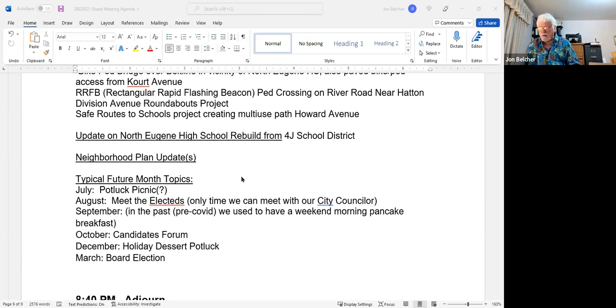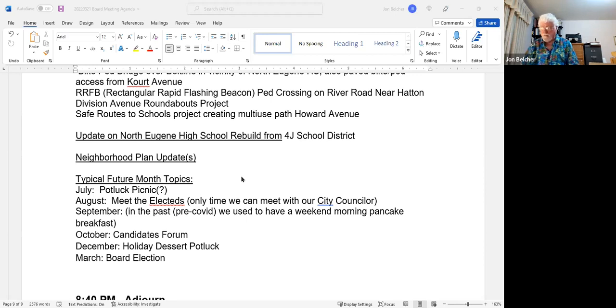September, it's been several years now, but we used to have a weekend morning pancake breakfast. October, we usually set aside as a candidates forum for elections for county commissioners, city councilors, and legislators. Our city councilor is not up for election this year. Through a quirk of whatever, our county commissioner is up for election, but we don't get to vote for him or her.